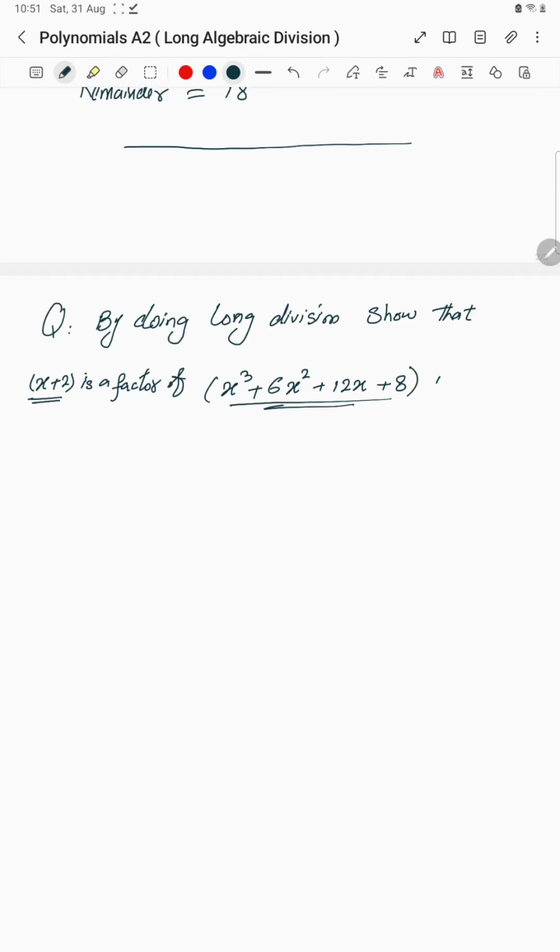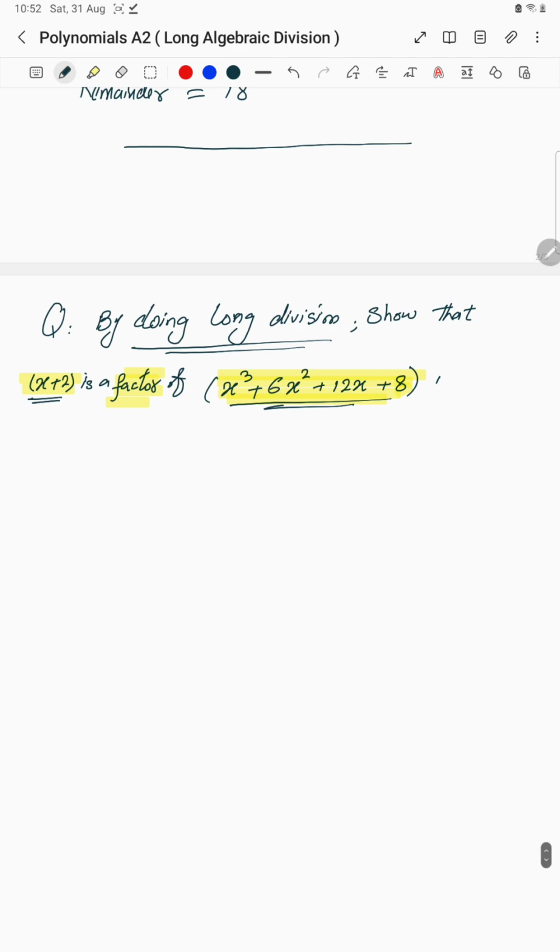Okay, here's another question. The question is to be done by the long division method. There are a lot of other methods to prove this; later we will go for the factor theorem and the remainder theorem. You have to show that x plus 2 is a factor of this expression, and we can see both are written in descending order, so no need to rewrite it.